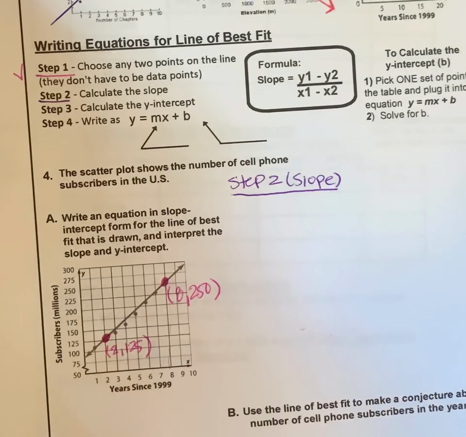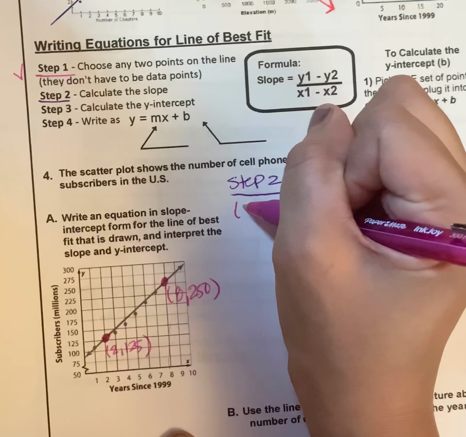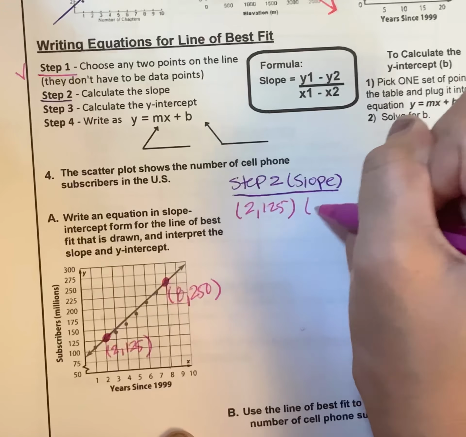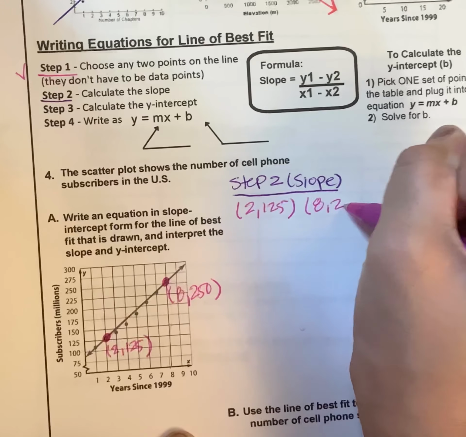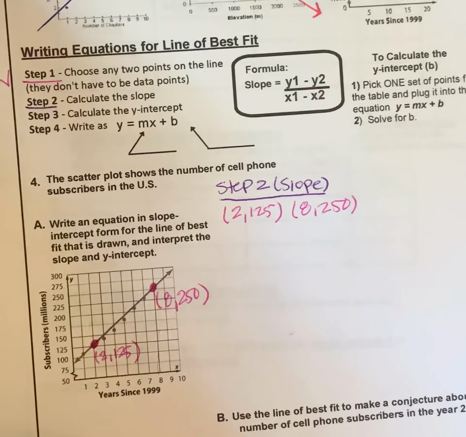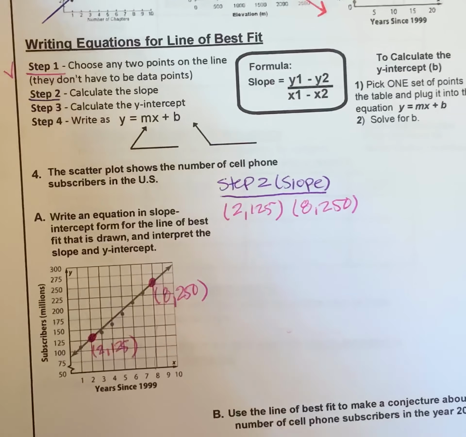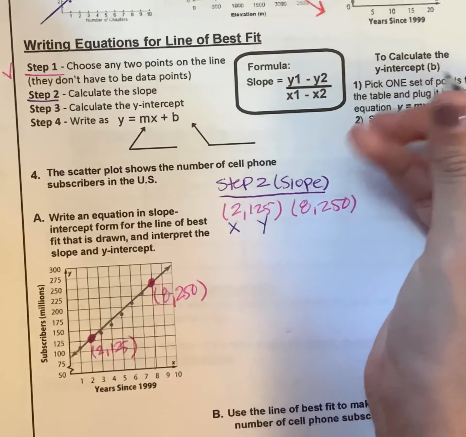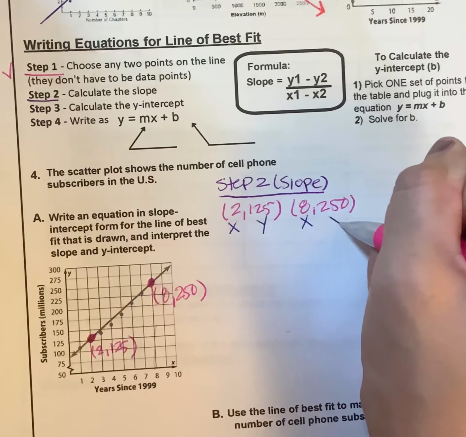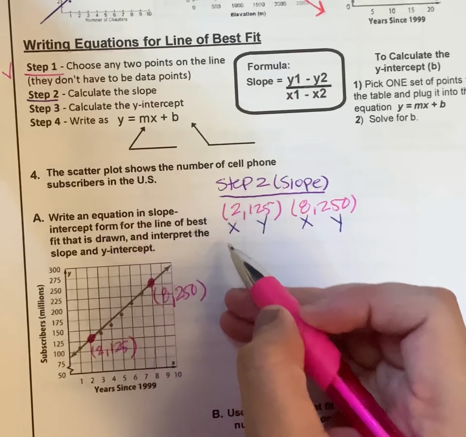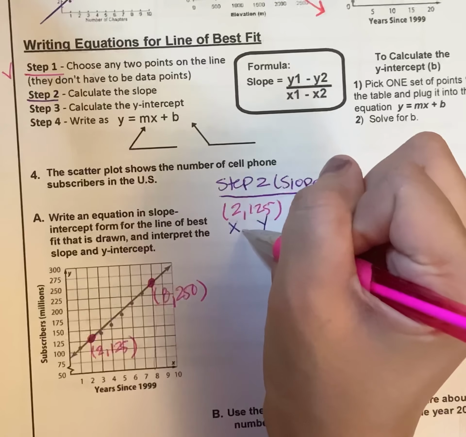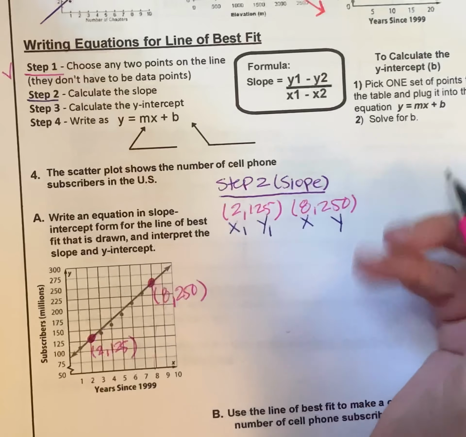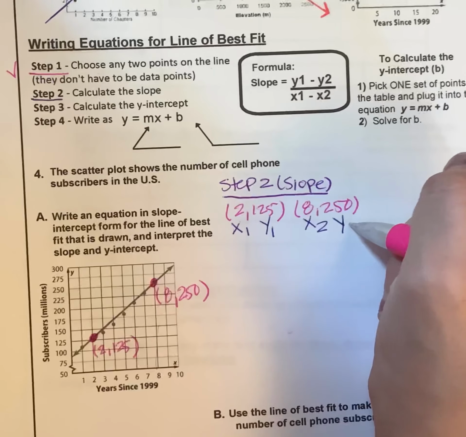And the points that we are using are 2 and 125 and 8 and 250. So remember, before we do anything, we always label what we know. We know that this is an x point. We know that this is a y point. We know that this is x. We know that this is y. And because this is my first point out of the 2 that I'm using, this is going to be x1 and y1. And because this is my second point out of the 2 that I'm using, this is going to be x2 and y2.